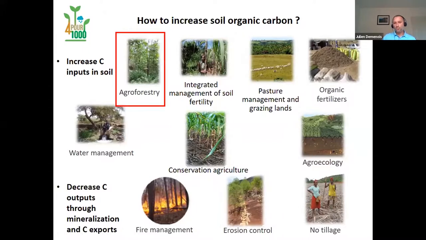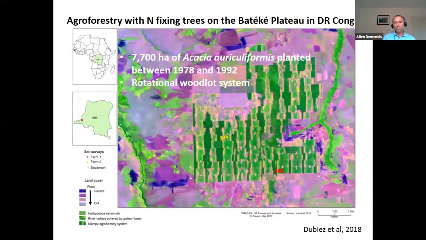Now, I would like, through one example, which will be the last part of my presentation, to focus on agroforestry. So let's move to the Congo Basin, and especially the Democratic Republic of Congo. So we are here. The example I would like to share with you is called the Mampu Project. It's about 200 kilometers from Kinshasa City.